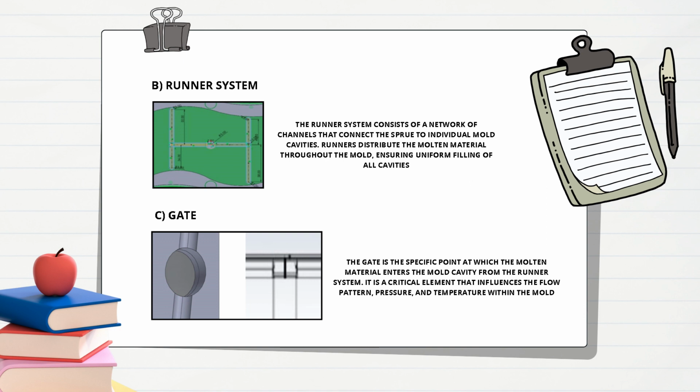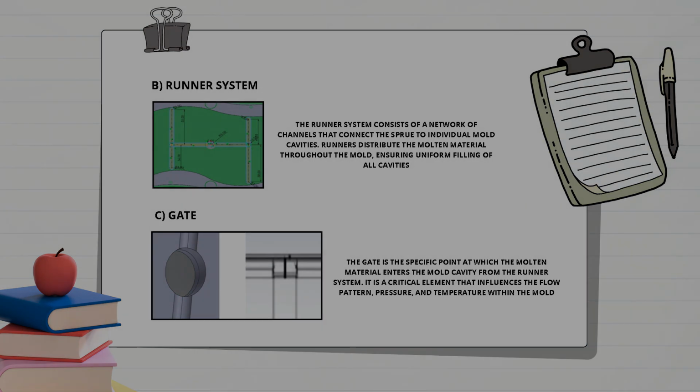The third key component is the gate. The gate is the specific point at which the molten material enters the mold cavity from the runner system. It is a critical element that influences the flow pattern, pressure and temperature within the mold.